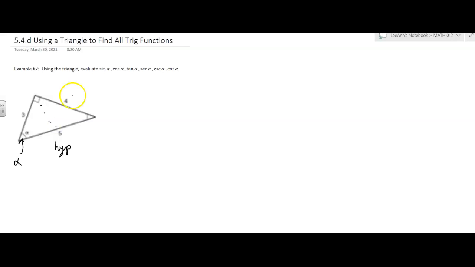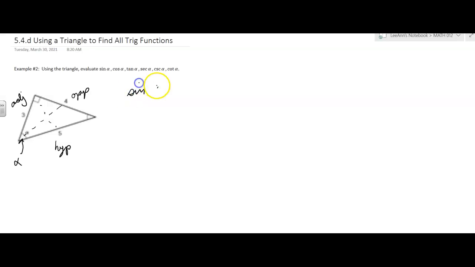We know this is going to be the opposite side. Okay, so it's going opposite the angle that we're talking about. So here's our alpha, and then 4 is going to be the opposite side. And that means the other one's the adjacent side. Okay, so it's a 3, 4, 5 triangle. That's great. Okay, so now we're going to go ahead and do the trigonometric functions.